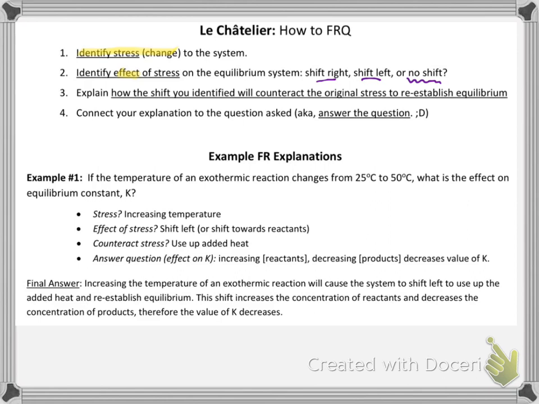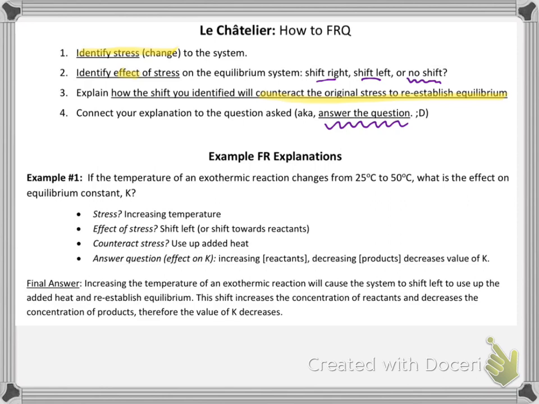But the problem is a lot of people stop there. You have to go a little bit further when you're doing free response. So it is essential to make sure you connect that the effect of the stress is happening because it's going to counteract the original stress. Basically, you're trying to undo the change to reestablish equilibrium. Of course, you will never actually completely undo the change, but you're trying to undo as much of it as possible. And, with free response, it is always essential to double check that your explanation is actually answering the question. All right, let's take a look at a practice problem.